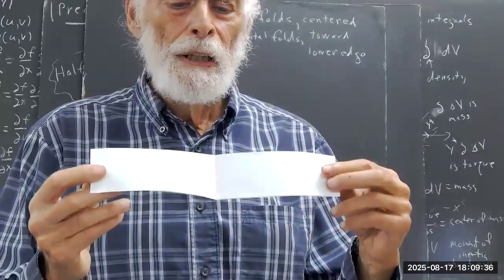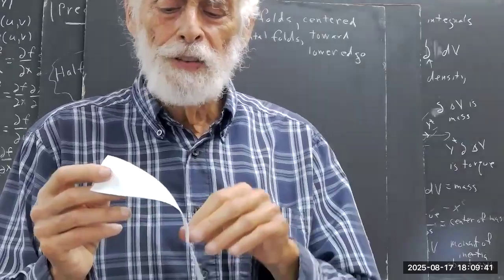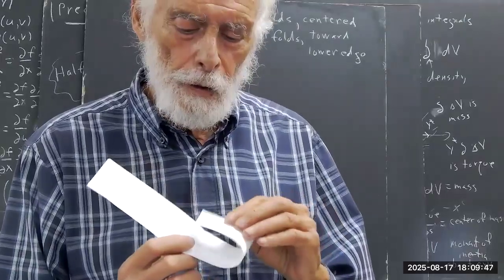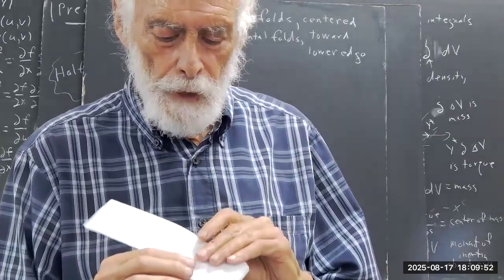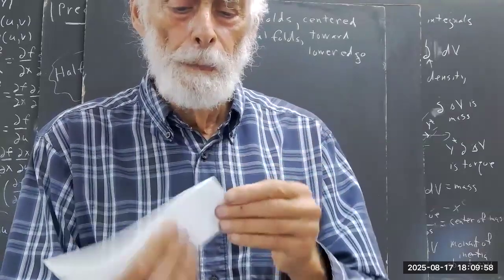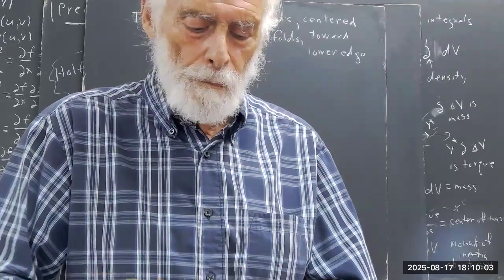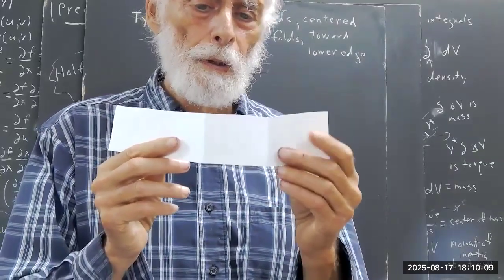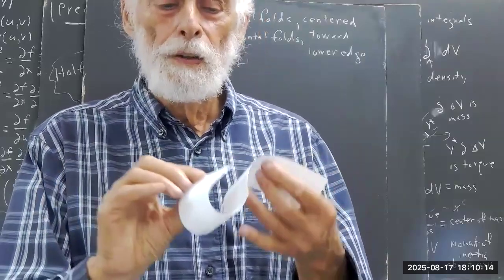Okay? Now I want to make a fold halfway between the right edge and this center line. We'll call this a center line. So I bring the right edge over to the center line. Get it right on the center line. And I crease the paper and I smooth it out. And now I've got a fold in the center and a fold halfway between the right edge and the center. Then I'm going to bring the left edge over to the center line.